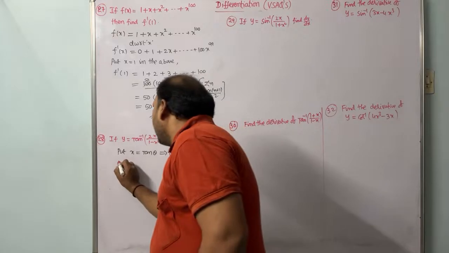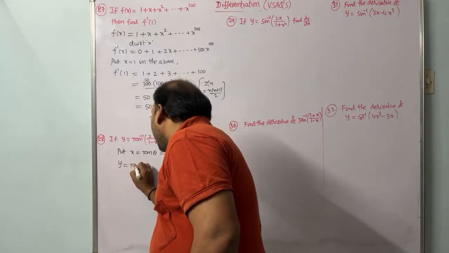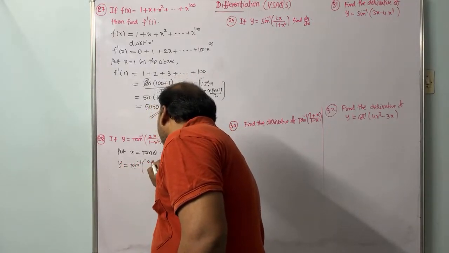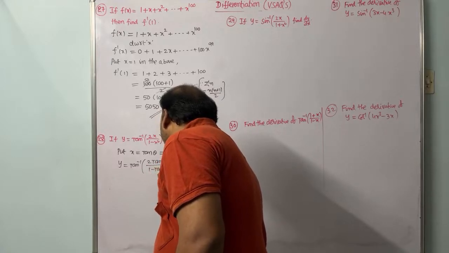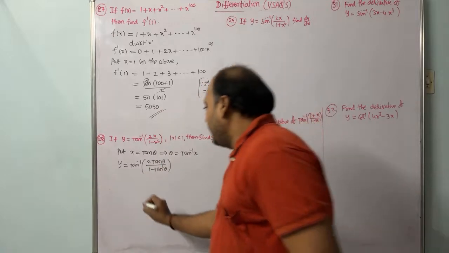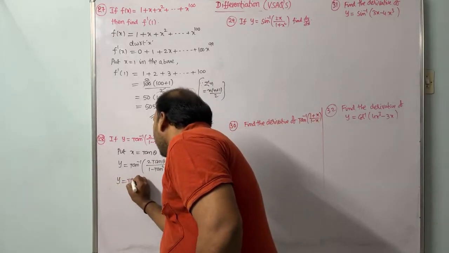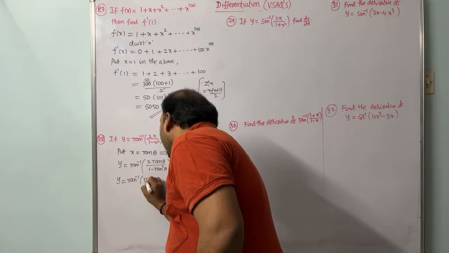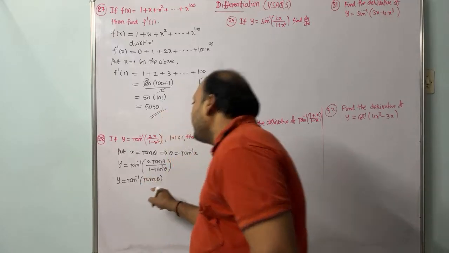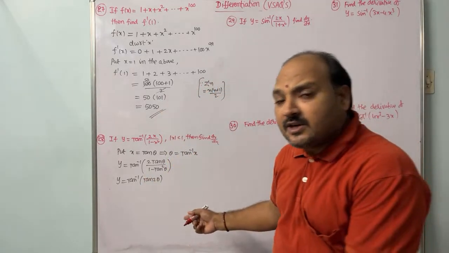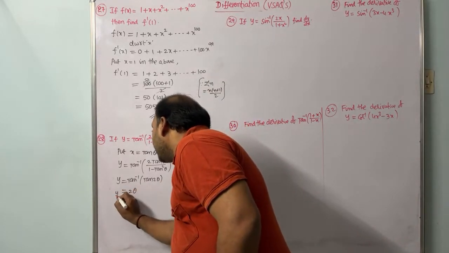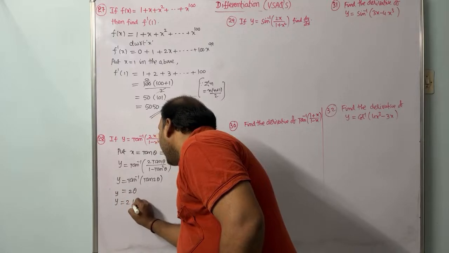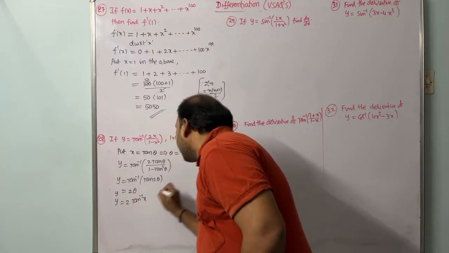So therefore, y value will become tan inverse of 2 tan theta divided by 1 minus tan square theta. Therefore, y equal to tan inverse of tan 2 theta. I just in the previous question we discussed 2 theta. So y is equal to 2 theta, y equal to 2 into theta value is what? Tan inverse x we got here.